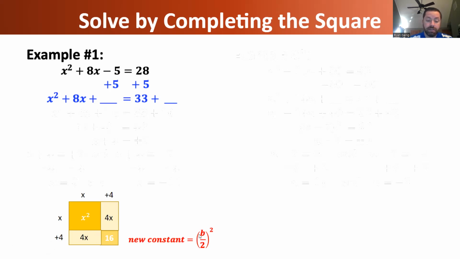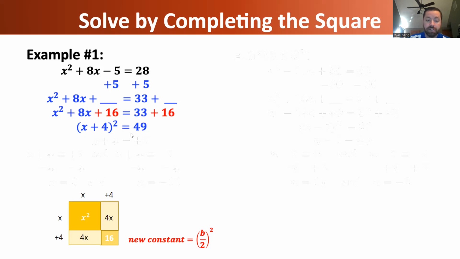Now, my new constant, I can find it quickly. I don't have to use this picture each time. The b value, in this case, was 8. Divide that by 2. That's the 4. And then square it. That tells me what number goes on that line. And notice I add 16 to both sides. Now I have a perfect square trinomial. I can write that as x plus 4 times x plus 4, or x plus 4 squared. And then 33 plus 16 is 49.